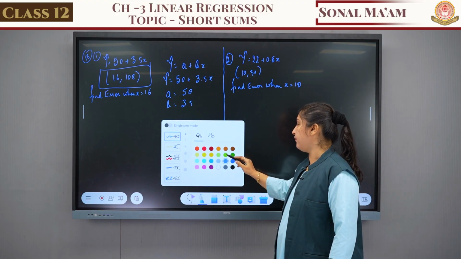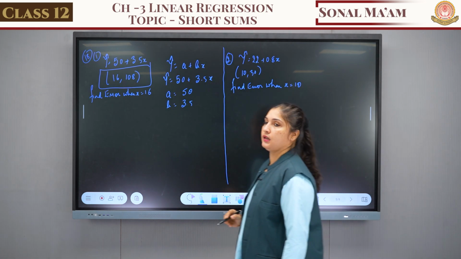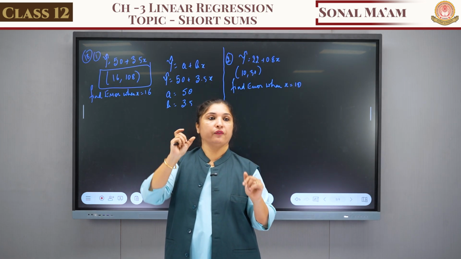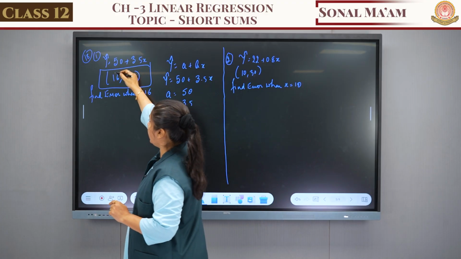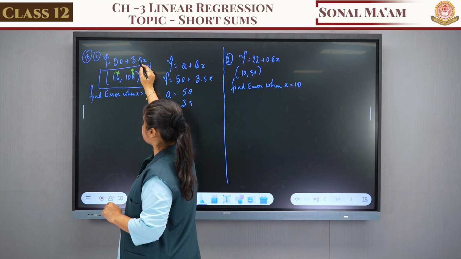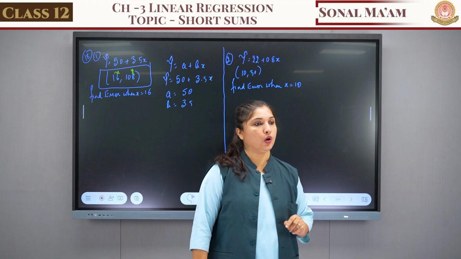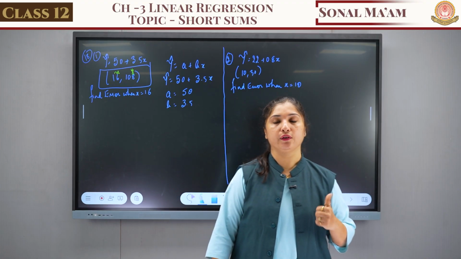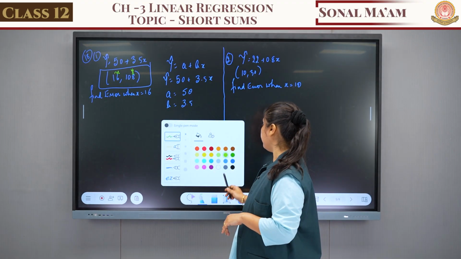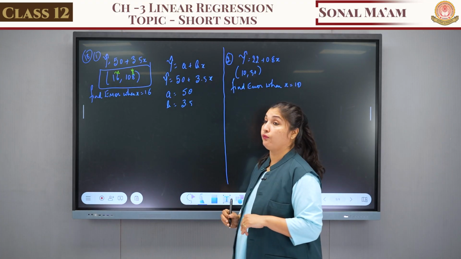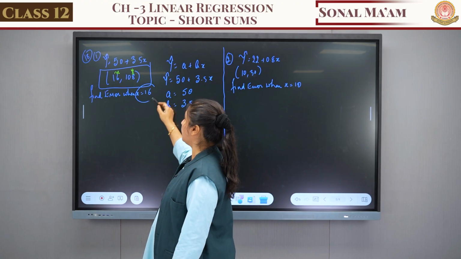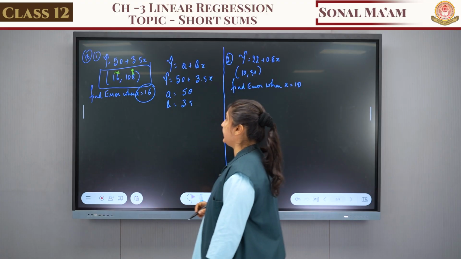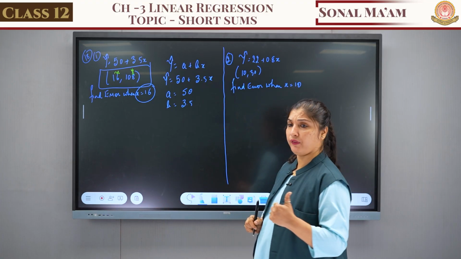Now you have to always remember, whenever a value is given in the form of a bracket with a comma, write over it: this is the value of x and this is the value of y. So the next step is what we have to find. We have to find the error when x is 16.